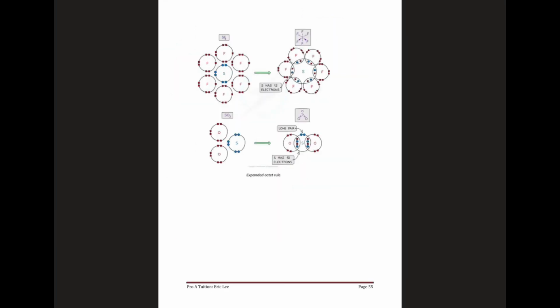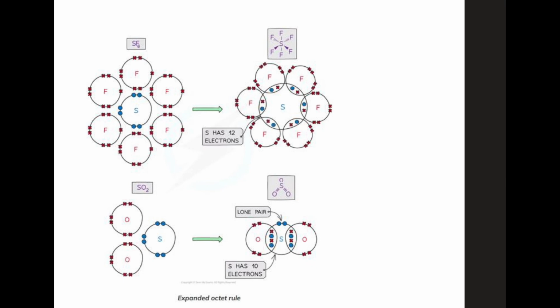And then let's see this, SF6. So again, this is expanded octet. As you can see, 12 electrons. This one, sulfur dioxide, 4 and 4 and 2. 4, 4, 2, that is 10. This is expanded octet as well.